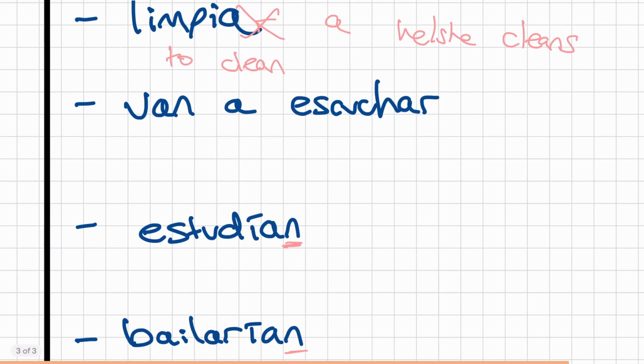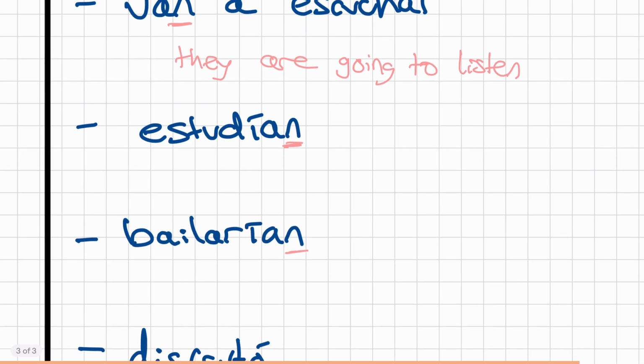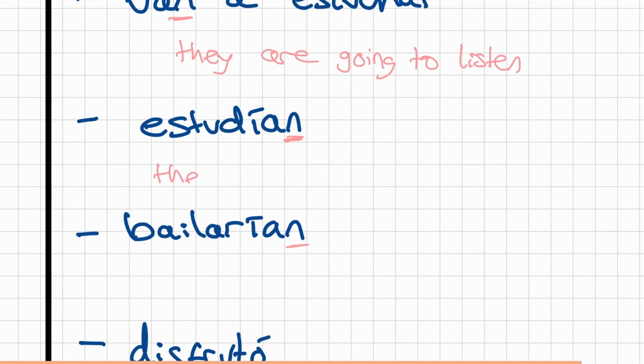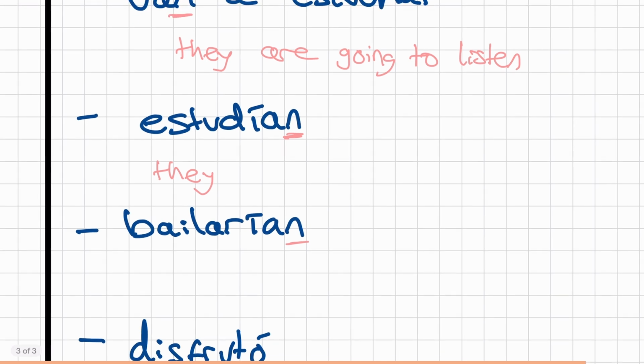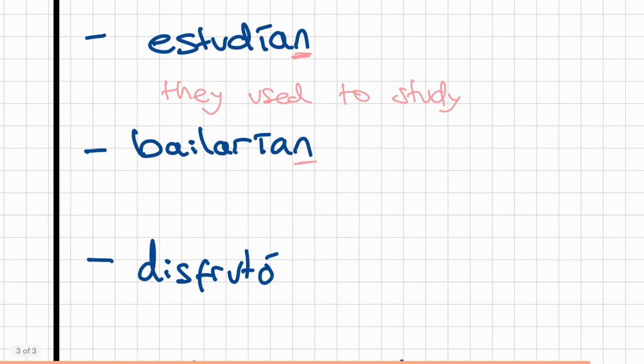Van a escuchar, again, we see the N here. So they something, they are going to, what is escuchar? To listen. Yeah, so they are going to listen, van a escuchar. Estudian, again, some of these have Ns here. So they something. Estudiar, to study. Estudian, they study. Okay, bailarían, they something. They would dance. Yeah, we have the main bailar, the infinitive, and added to the end we have ían, so they would dance.